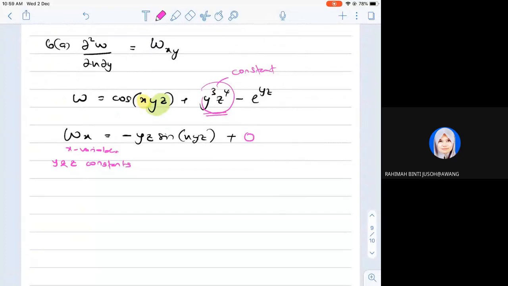How about this? Negative exponent yz. Differentiate with respect to x. We will get also 0. Yes, 0. This is also a constant. Okay, so it becomes 0. All right, so now we just have this wx. After that, we need to find wxy.